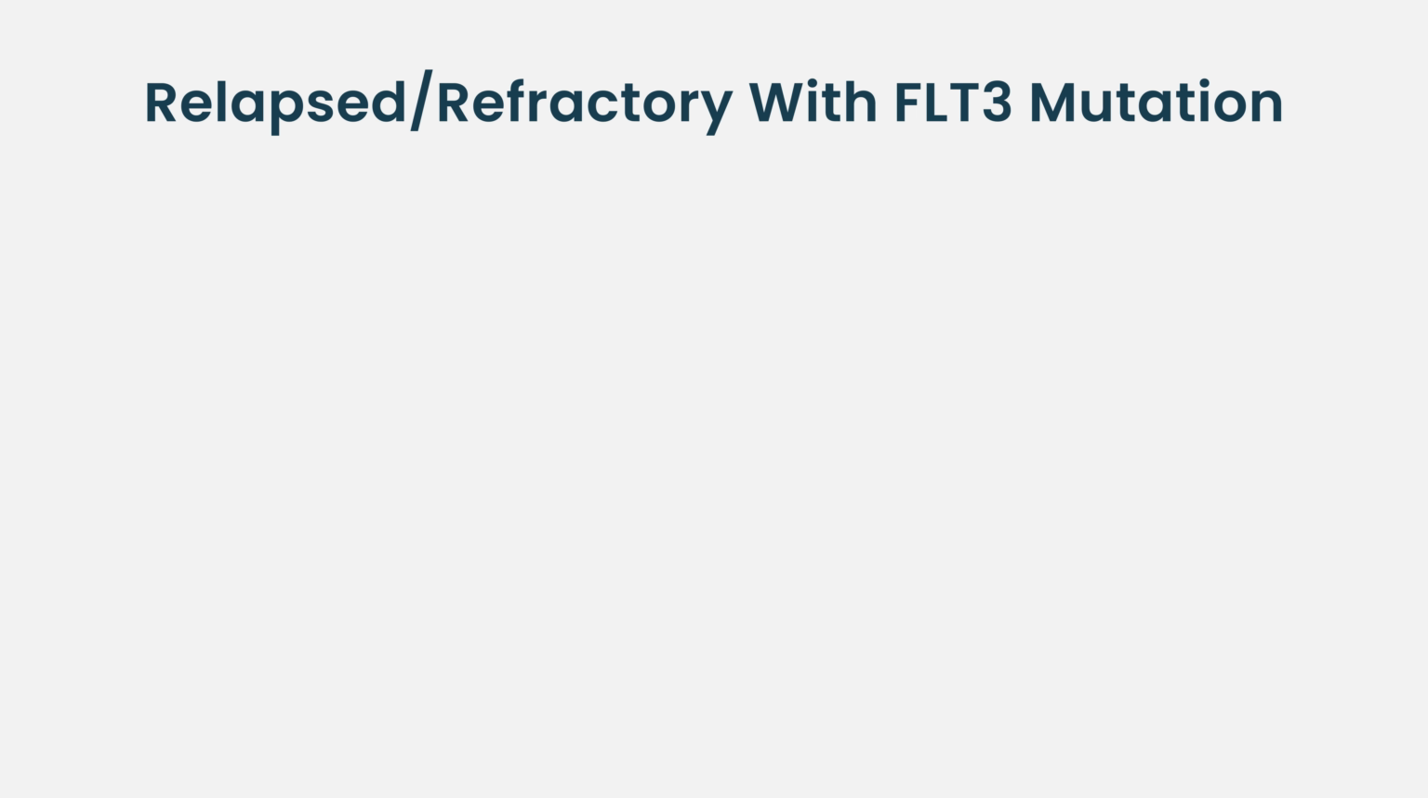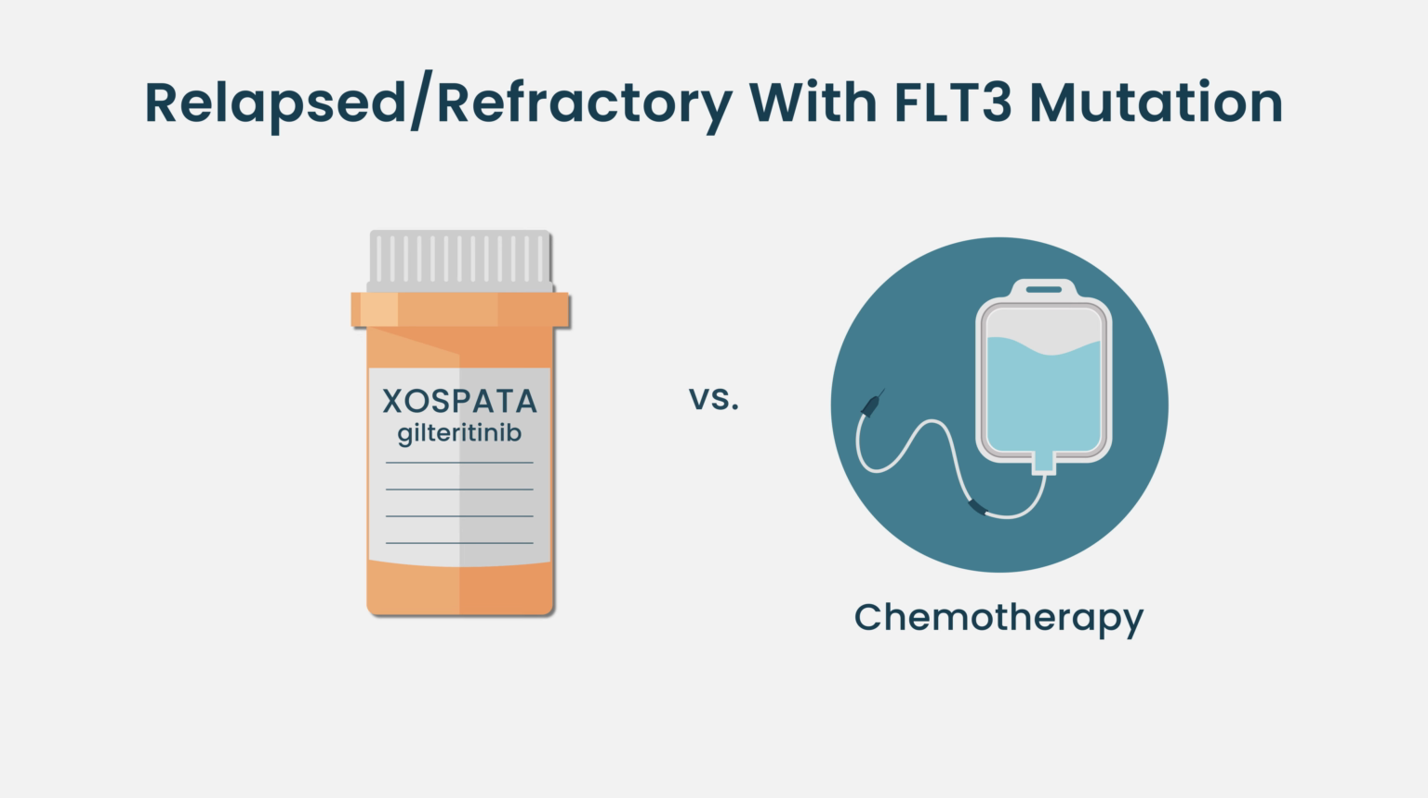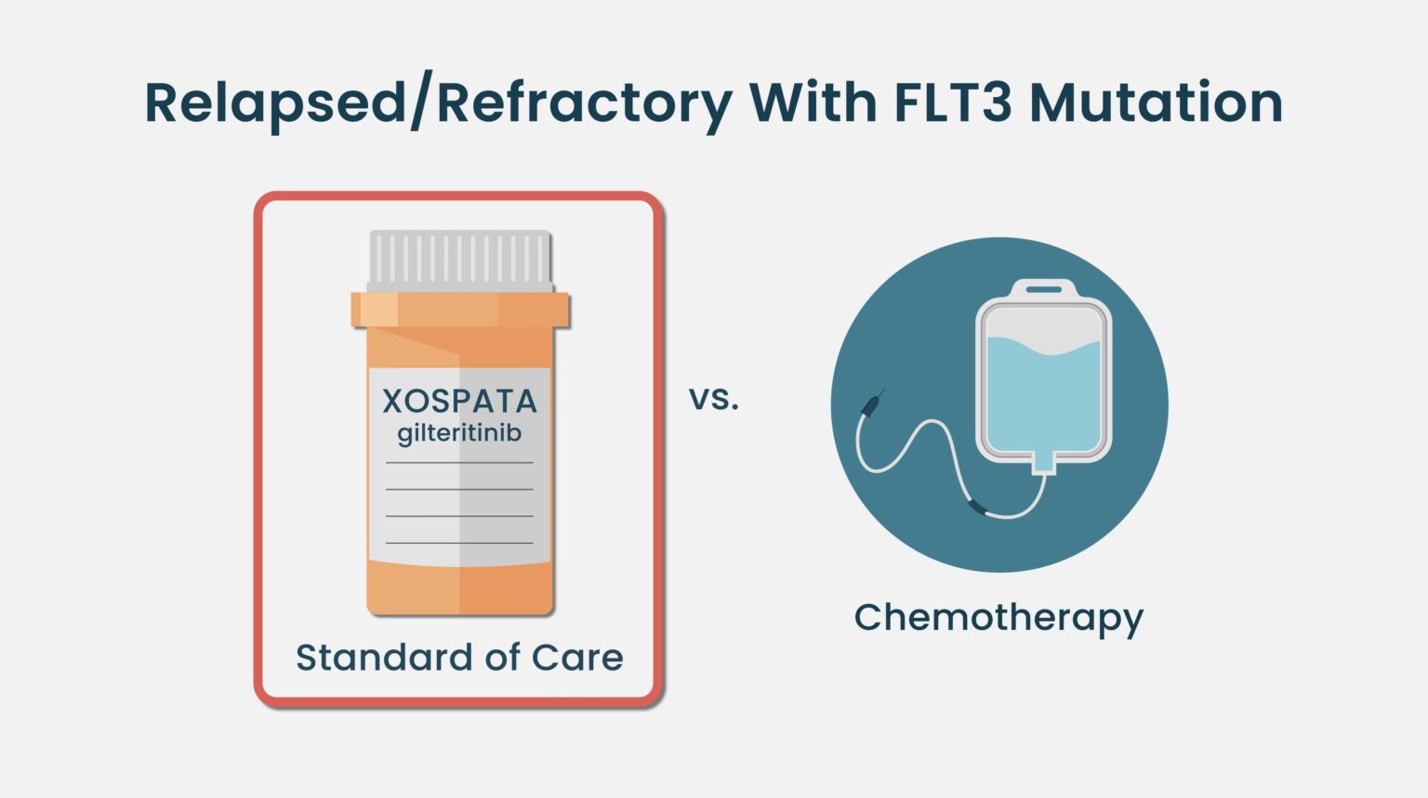For relapsed and refractory acute myeloid leukemia, we have a really, really powerful targeted drug called gilteritinib, which is used as a single agent, so just the gilteritinib, for patients with relapsed and refractory AML. That drug works really well. It seems to work better than chemotherapy, so that's become the standard of care for relapsed and refractory AML with a FLT3 mutation.